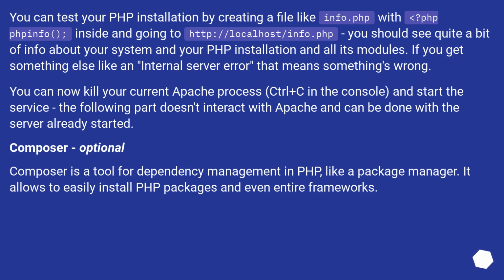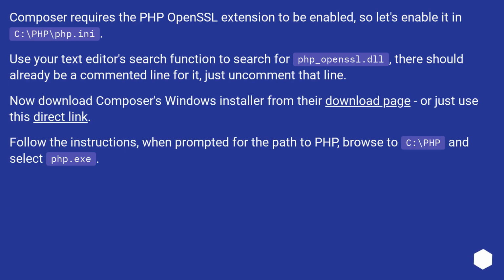The following part doesn't interact with Apache and can be done with the server already started. Composer, optional. Composer is a tool for dependency management in PHP, like a package manager. It allows to easily install PHP packages and even entire frameworks. Composer requires the PHP OpenSSL extension to be enabled, so let's enable it in c:/php/php.ini. Use your text editor search function to search for php_openssl.dll. There should already be a commented line for it, just uncomment that line.